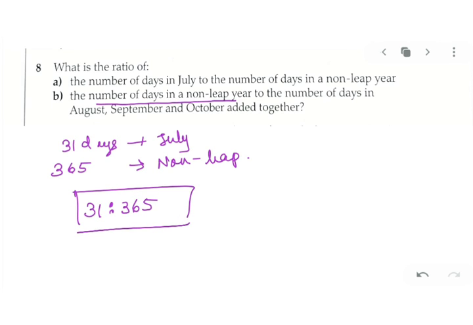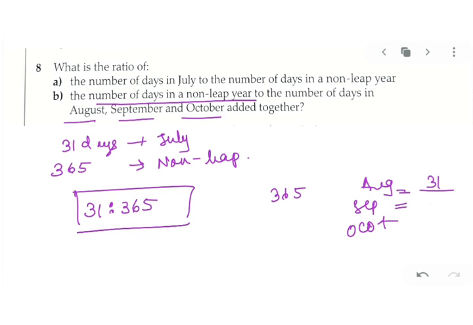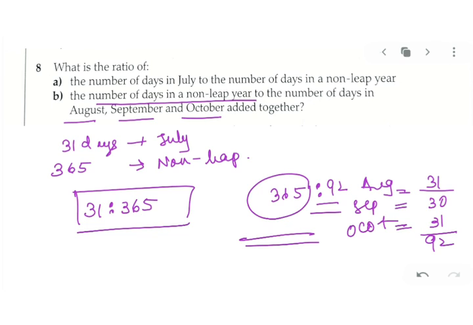Next is number of days in a non-leap year, that is 365, to the number of days in August, September, October added together. So August will have 31, September will have 30, October will have 31. When you add them, you will get 92, and you have to make a ratio of number of days in a non-leap year, that is 365, to 92, that is addition of August, September, October. Are you getting my point clear? You can keep it as it is.